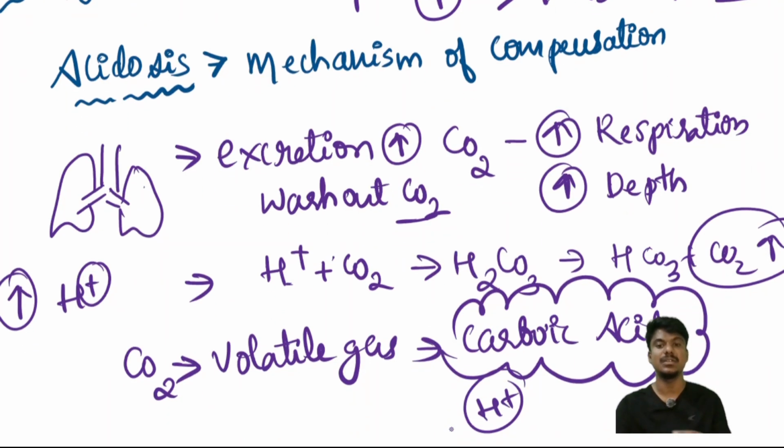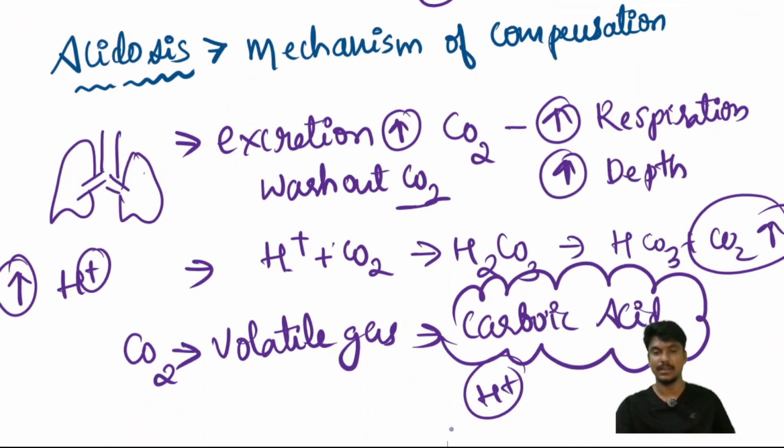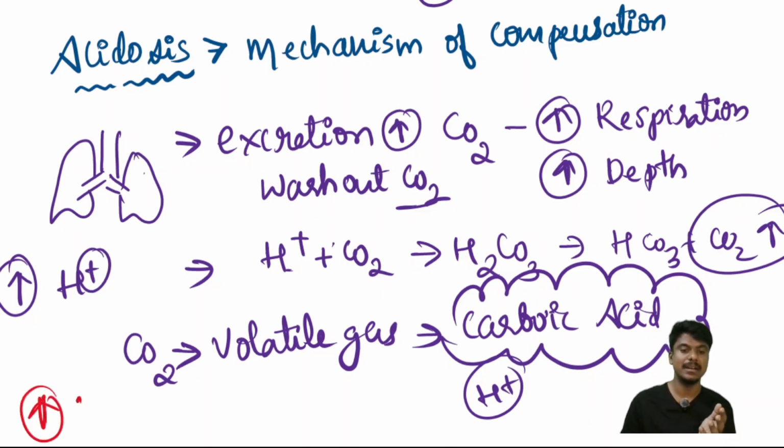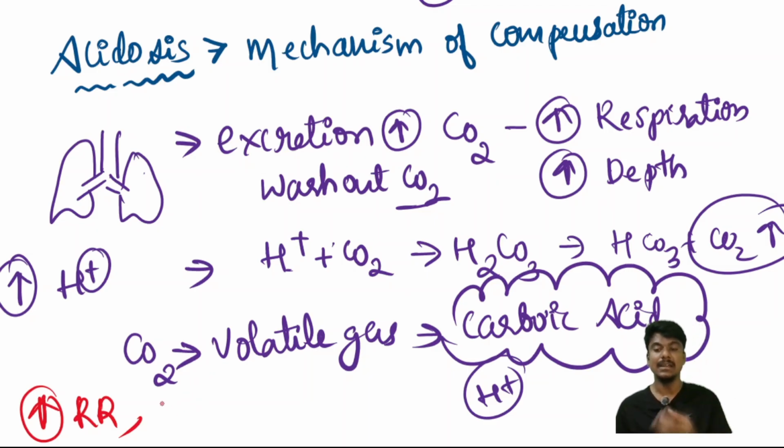In case of acidosis, if you see the patient whose pH is coming down, that patient will have a more respiratory rate. They will be compensating by the respiratory route. They will increase their respiratory rate to wash out the CO2 because CO2 is a volatile gas.